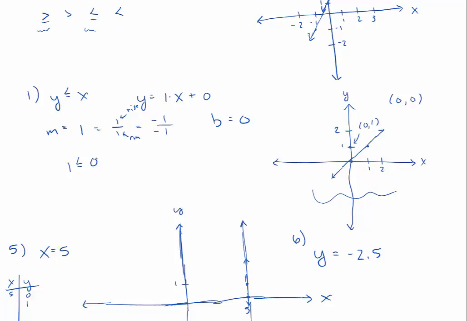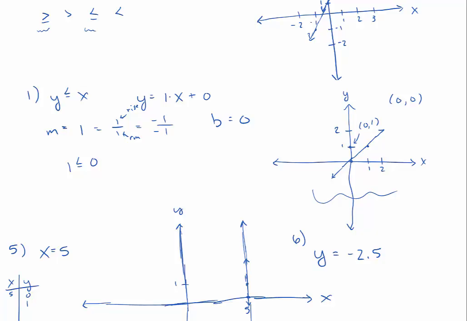But you're going to get to something like this, right? And then you're going to ask yourself, does that make sense? I'm telling you right now, 1 is less than or equal to 0. Does that make sense? It doesn't. And so if it doesn't make sense, then you're going to shade the opposite side.